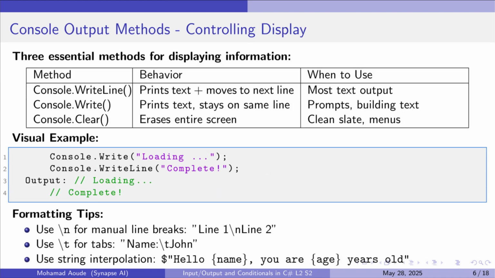When displaying information, you have three main tools. Console.WriteLine prints text and moves to a new line. Console.Write prints text but stays on the same line, perfect for prompts. Console.Clear erases the screen when you want to start fresh. You can also embed tabs with \t or line breaks with \n and use string interpolation to combine text and variables cleanly.